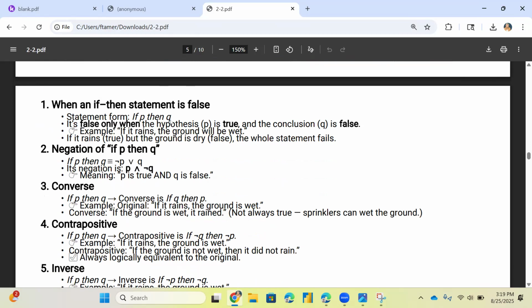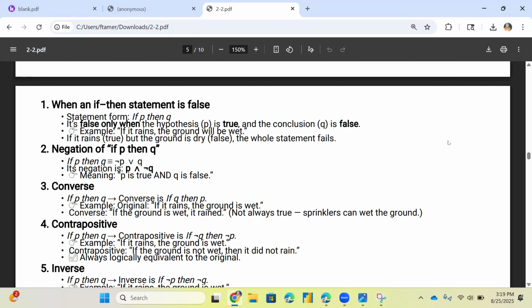When you have if P then Q, this is only false when the hypothesis is true and the conclusion is false. If we give an example, if it rains, then the ground will be wet. So if it rains, which is true, but the ground is dry, the whole statement fails. Negation of if P then Q: if P then Q is logically equivalent to not P or Q, so its negation will be P and not Q, meaning that P is true and Q is false.